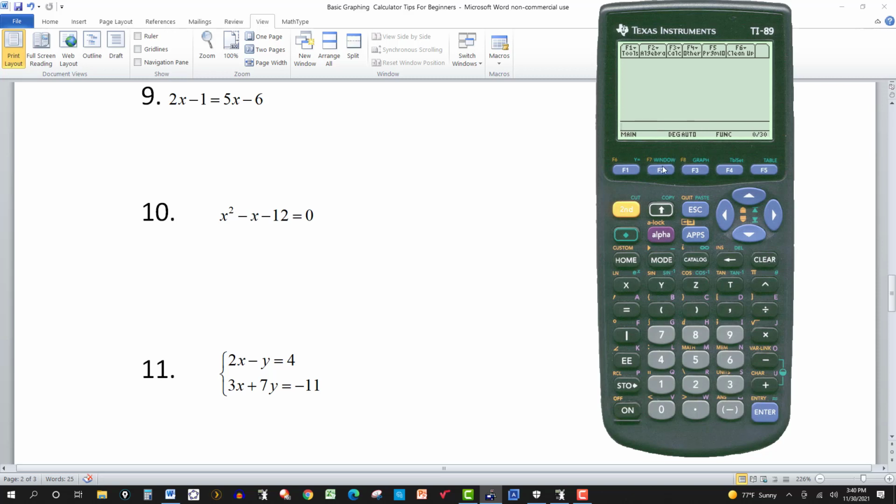Now, getting back to this over here, F2, I'm going to solve a system. So this one will allow me to do that. So hit 1, so just hit enter. So I'm going to enter this equation right here the way it is. So it's 2x minus y equals 4.